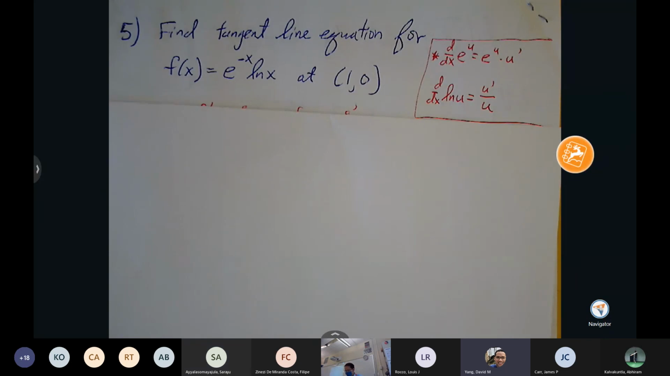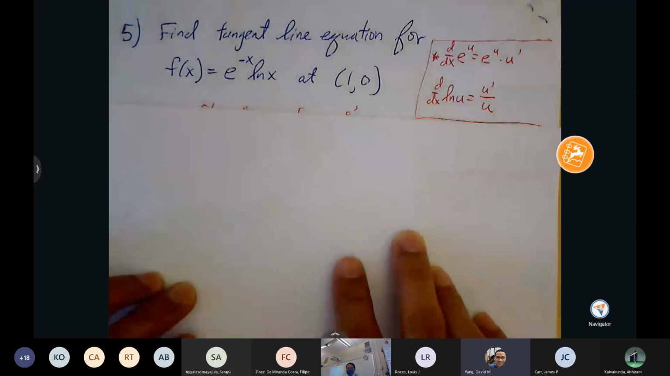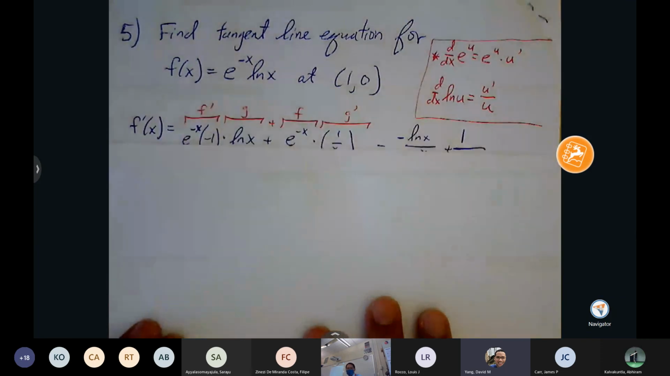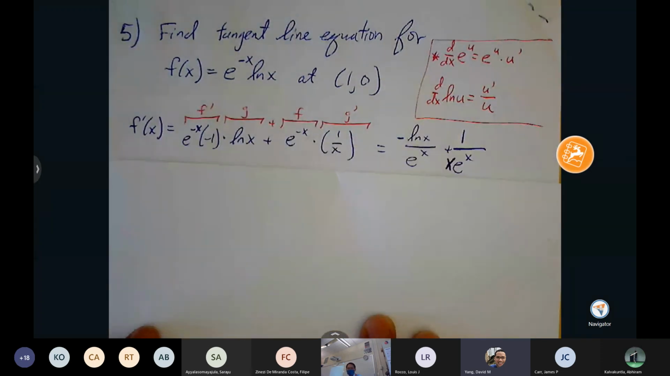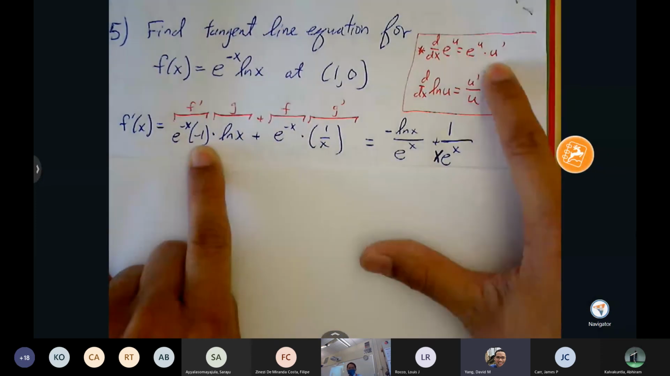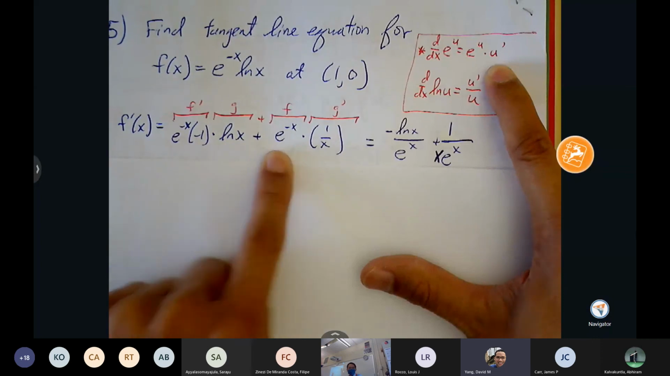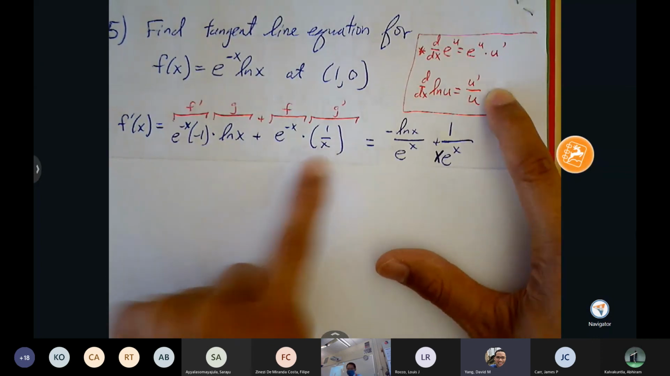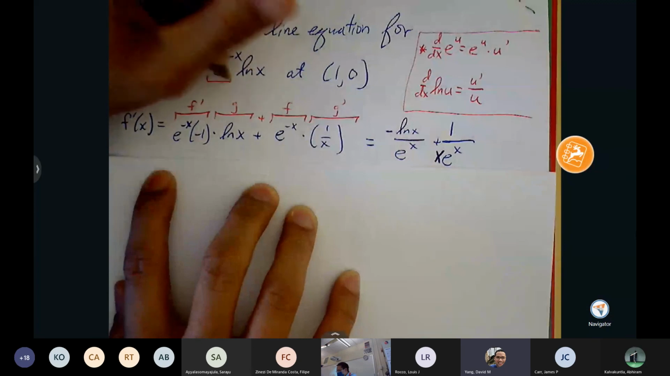And what do you have to involve here, besides these rules that we have to use? Product rule. Yeah, product rule, right? F prime g plus f g prime. E to the u times u prime. Keep the g, keep the f. G prime, u prime over u.